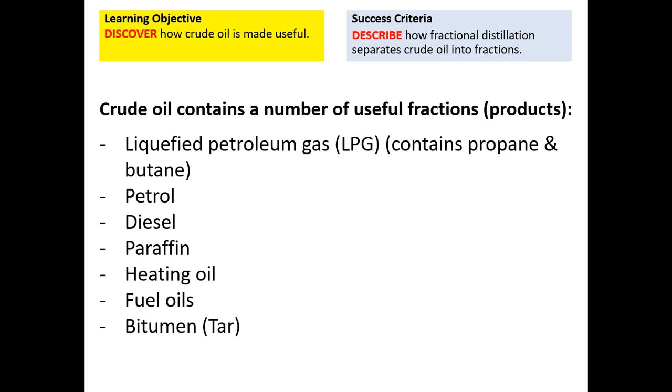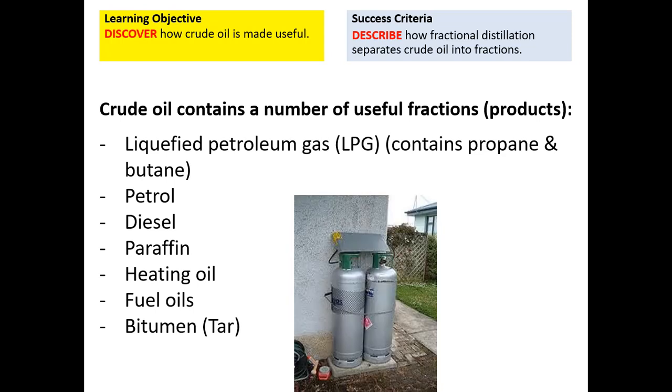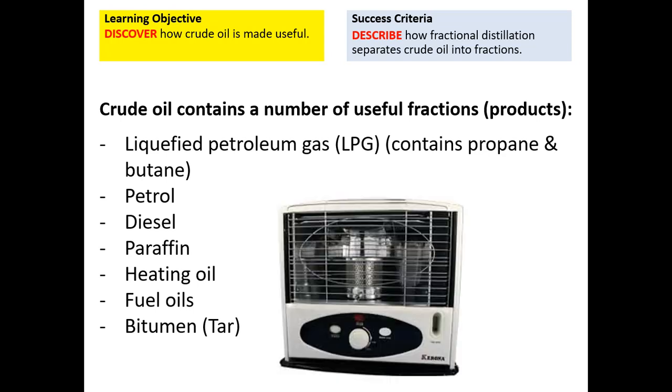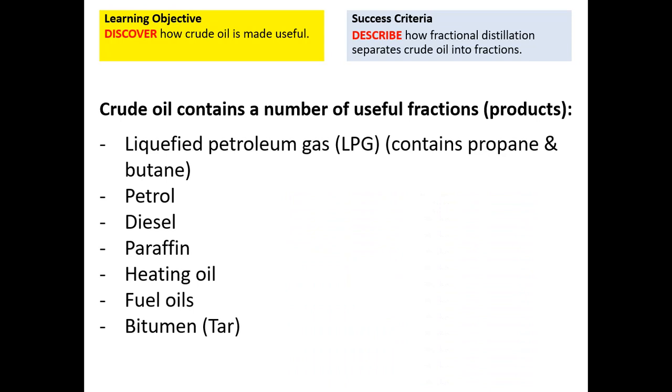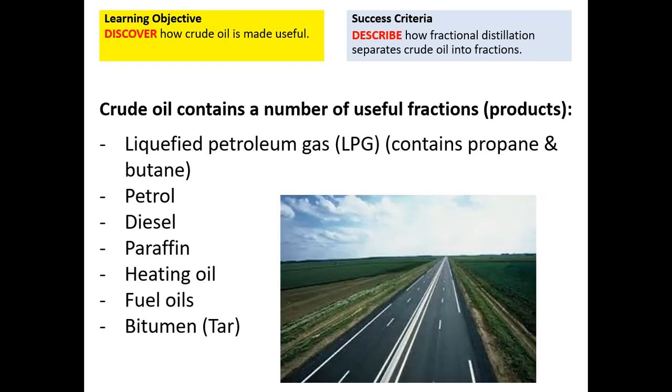And like the picture we saw before when we were looking at fuel oil, it's very, very similar. You have a tank in your garden that you get filled up, and that provides your central heating instead of gas. Fuel oils are very similar, and they go on to be used as fuel for tankers and things like that. And then bitumen, which is the least useful, kind of the residue that's left over, can be used for tar. So we can see here lots of different uses for things that come from crude oil.